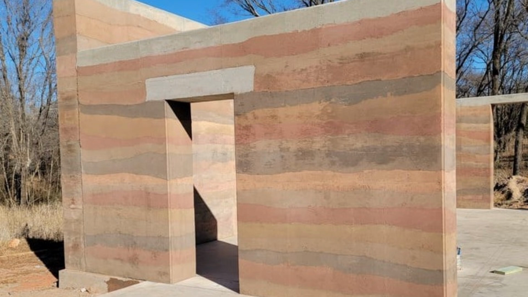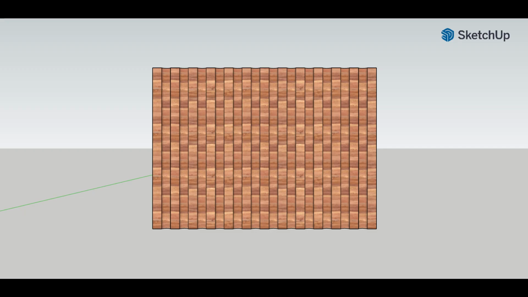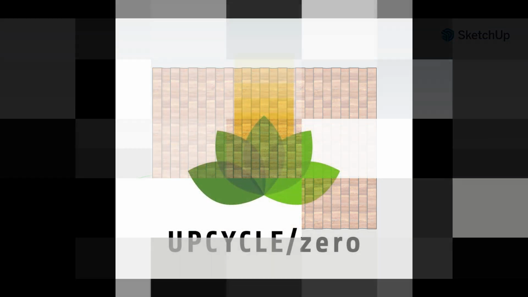Beyond its practicality, rammed earth offers a unique aesthetic. The natural texture and earthy tones create a warm and inviting atmosphere. It can be adapted to various architectural styles, from rustic to modern. Prefabricated rammed earth walls represent a sustainable and cost-effective building solution for the future. By combining ancient techniques with modern technology, we can create beautiful, durable, and environmentally friendly buildings.